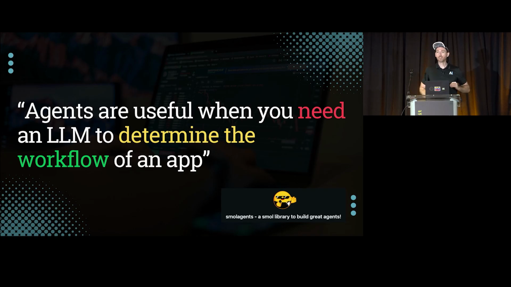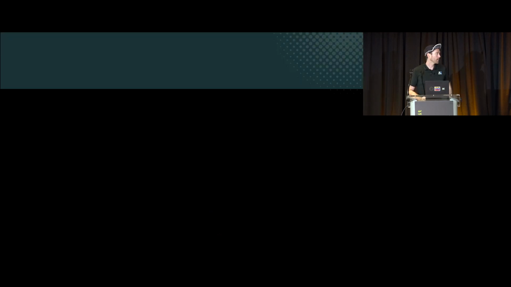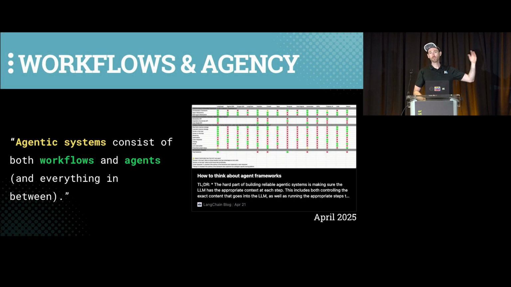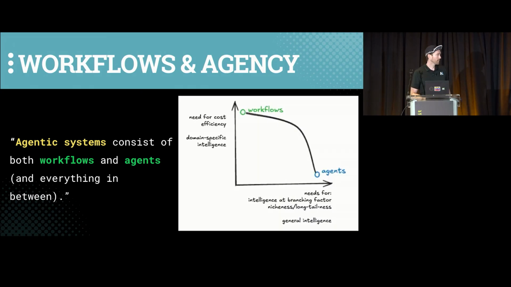When you need the brain to figure out which way to go. If you don't, then it's fine. Just write the damn workflow like before. And this idea of workflows versus agency is getting a lot of buzz. Agentic systems, people like to say it has workflows, it has agents, and everything in between. But if it's a pure workflow, it still has some level of agency. If-then is some level of agency.